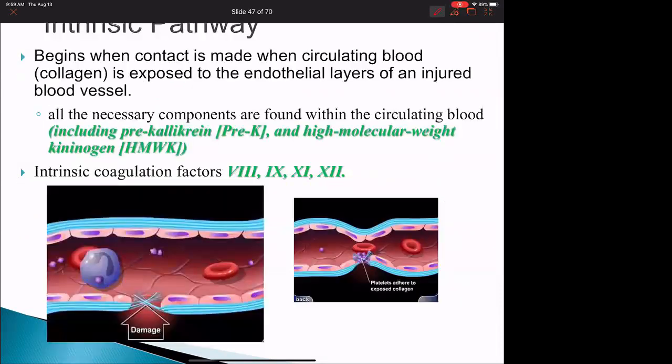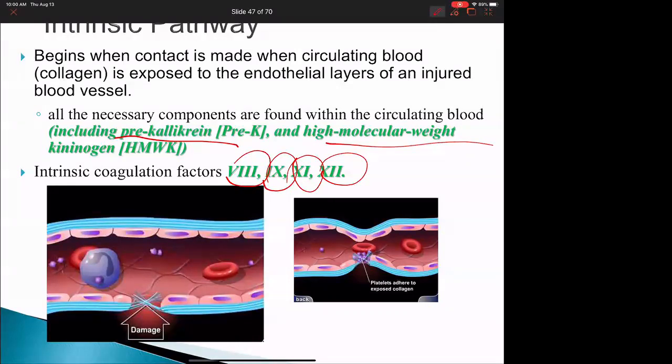The intrinsic pathway begins when contact is made, when circulating blood or collagen is exposed to the subendothelial layers of an injured blood vessel. All the necessary components are found within circulating blood. The contact factors for the intrinsic pathway are prekallikrein, which is pre-K, and high molecular weight kininogen. You then have factor 12, factor 11, factor 9, and factor 8. These are the factors that are part of the intrinsic pathway, okay?